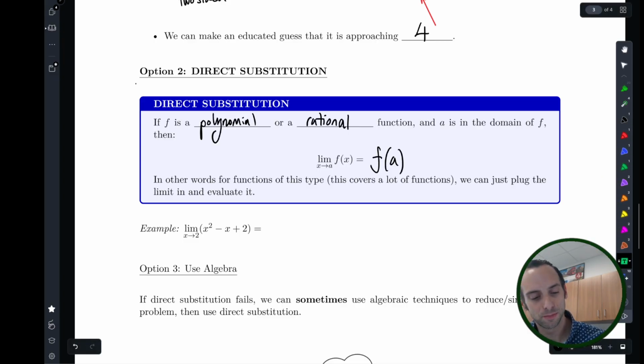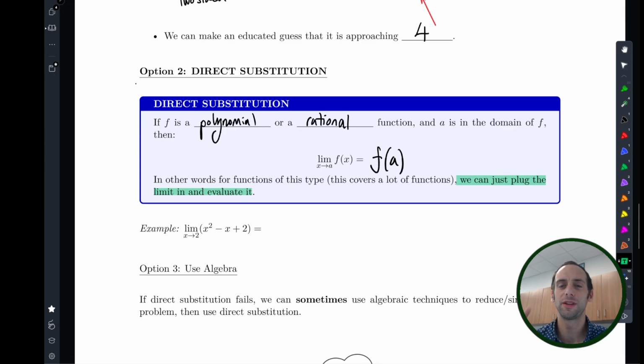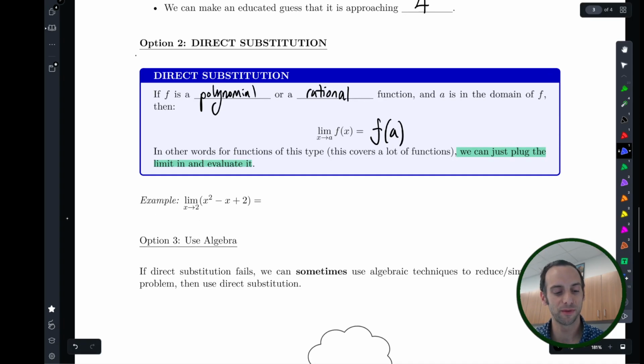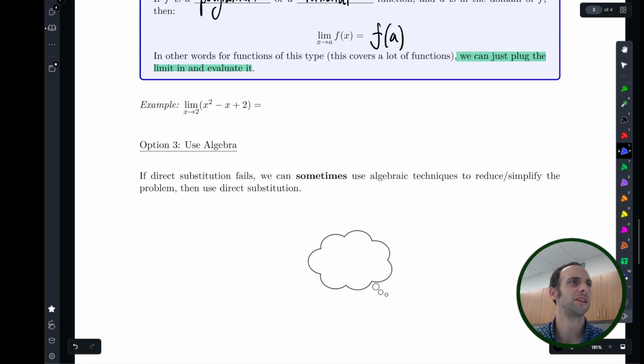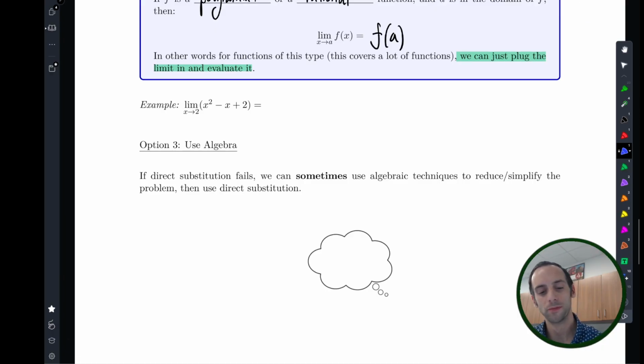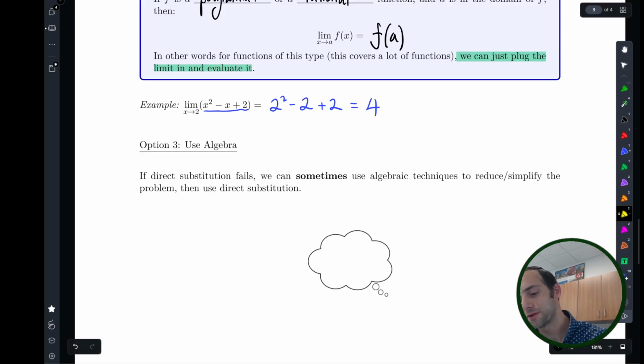Okay? Let me put this bluntly. You can just substitute in the x value and calculate the limit that way if you're dealing with either a polynomial or a rational function. So this drastically simplifies how we can calculate limits, such as this one we just saw. We know that x squared minus x plus 2 is a quadratic. Quadratic is a polynomial. Therefore, we can calculate this limit by just substituting the 2 straight in. Easy math. We get it out as 4. No table needed. A lot of time saved.